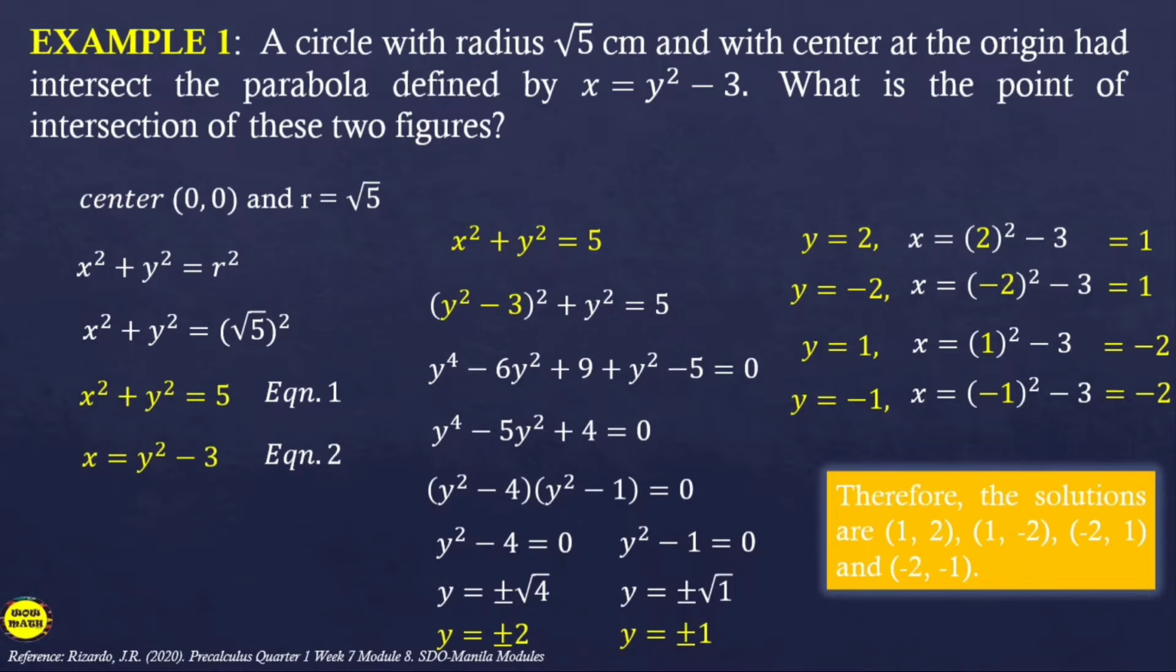Okay, class. So yung maging points of intersection natin ng dalawang equation natin is (1, 2), (1, negative 2), (negative 2, 1), and (negative 2, negative 1). So para ma-check natin, gamitin natin yung Desmos natin. So tingnan natin yung mga point of intersection.